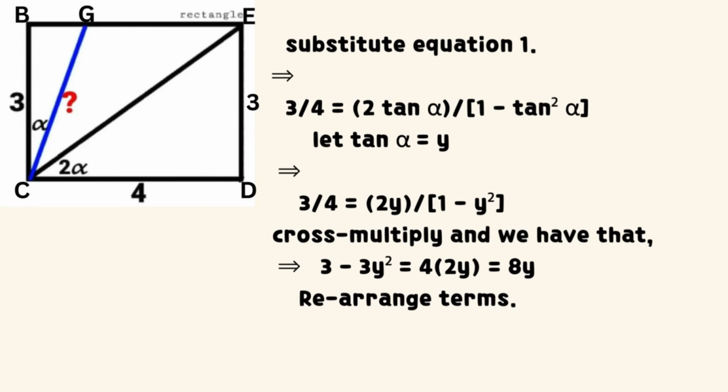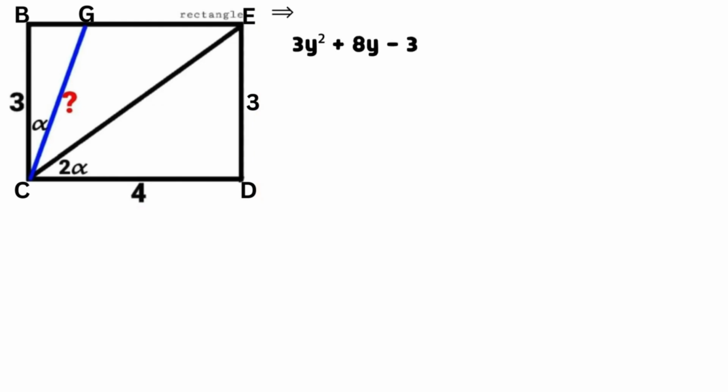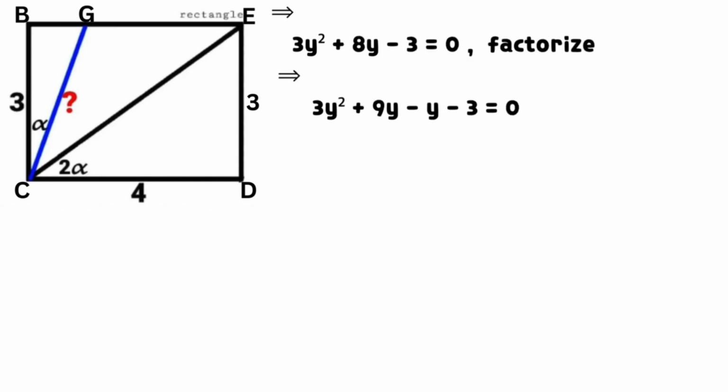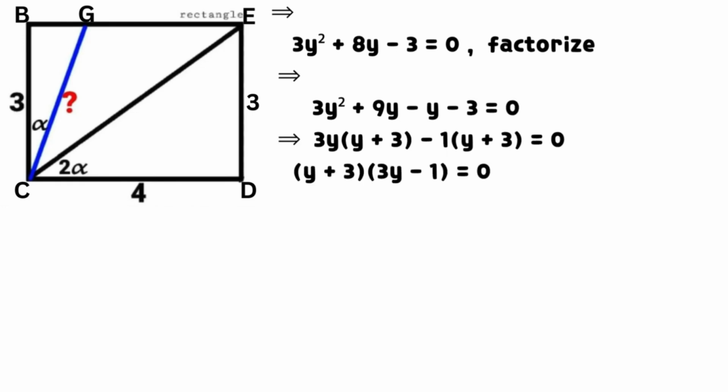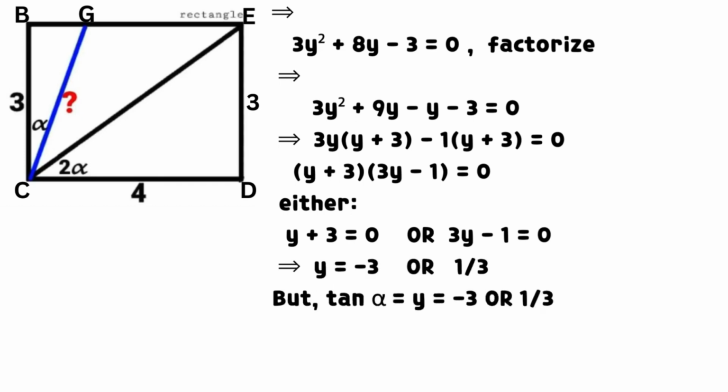Rearrange terms. And we have that the sum of 3 times the square of y and 8 times y minus 3 equals 0. Factorize and simplify to obtain that the product of y plus 3 and 3 times y minus 1 equals 0. Either the sum of y and 3 equals 0 or 3 times y minus 1 equals 0. It follows that y equals negative 3 or 1 divided by 3.